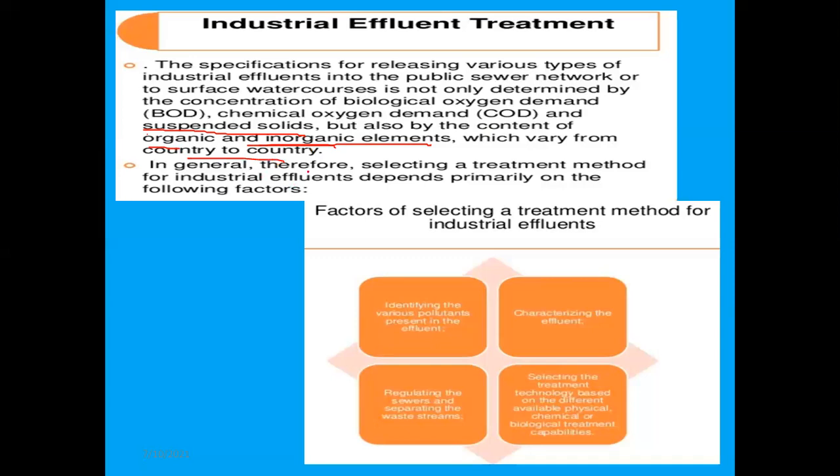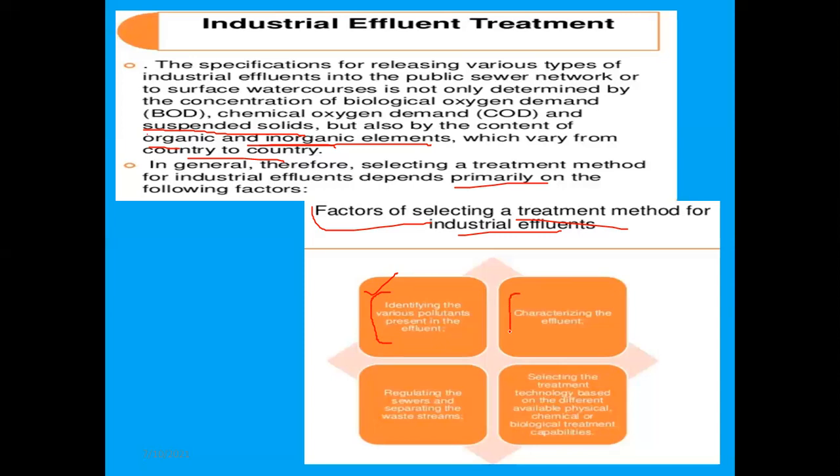Okay. In general, therefore, selecting a treatment method for industrial effluent depends primarily on the following factors. First, the factors of selecting a treatment method for industrial effluents. The first factor is identifying the various pollutants present in the effluent.